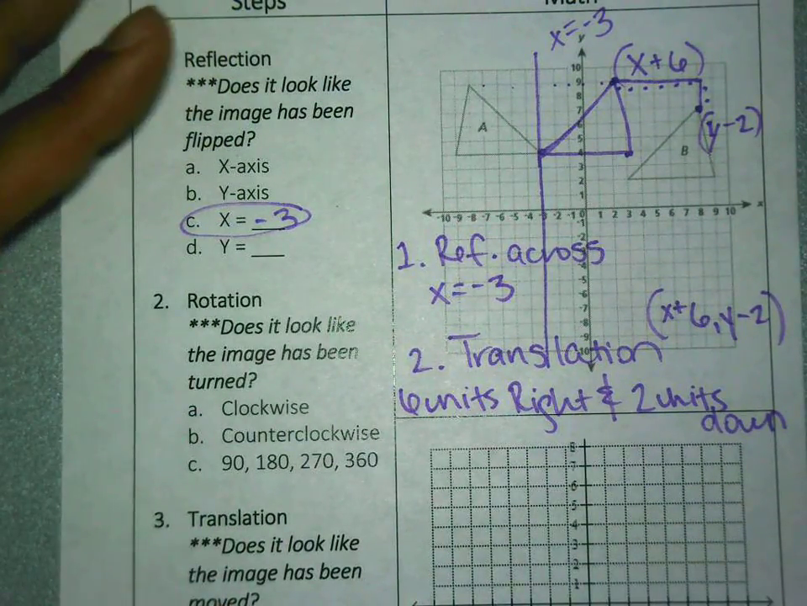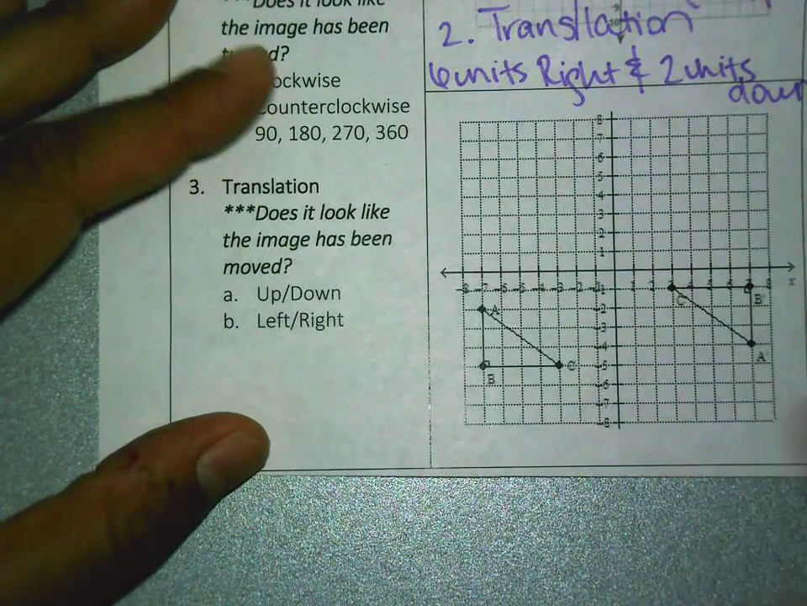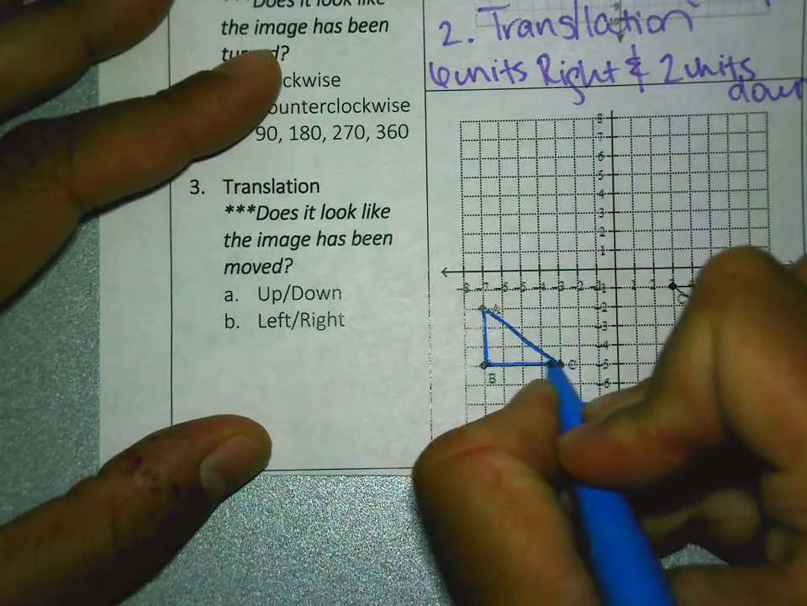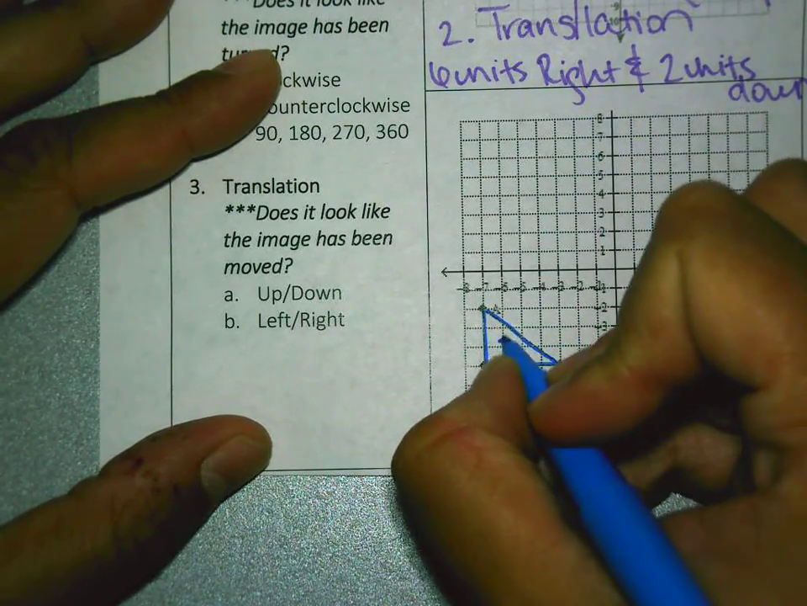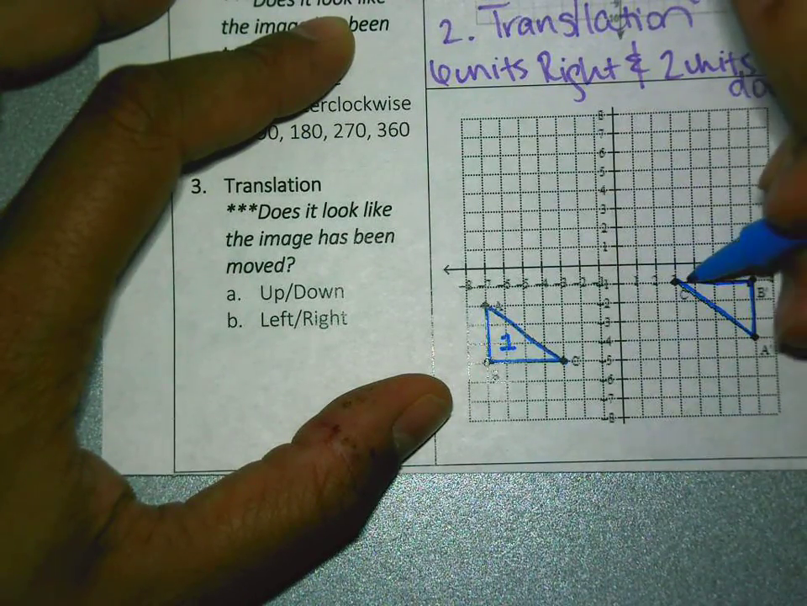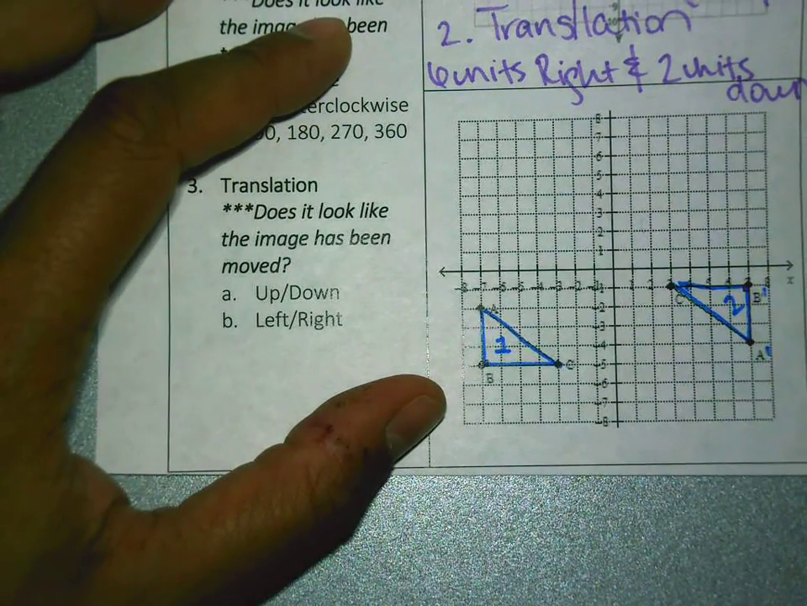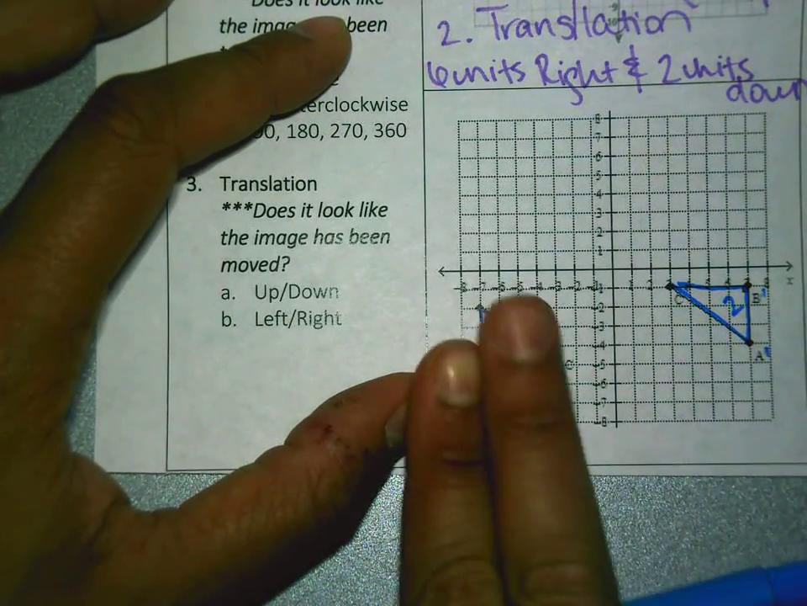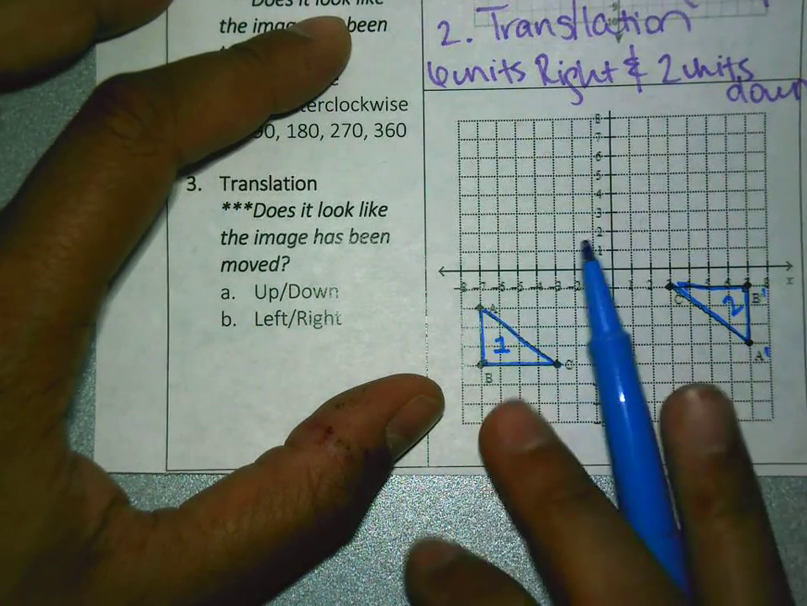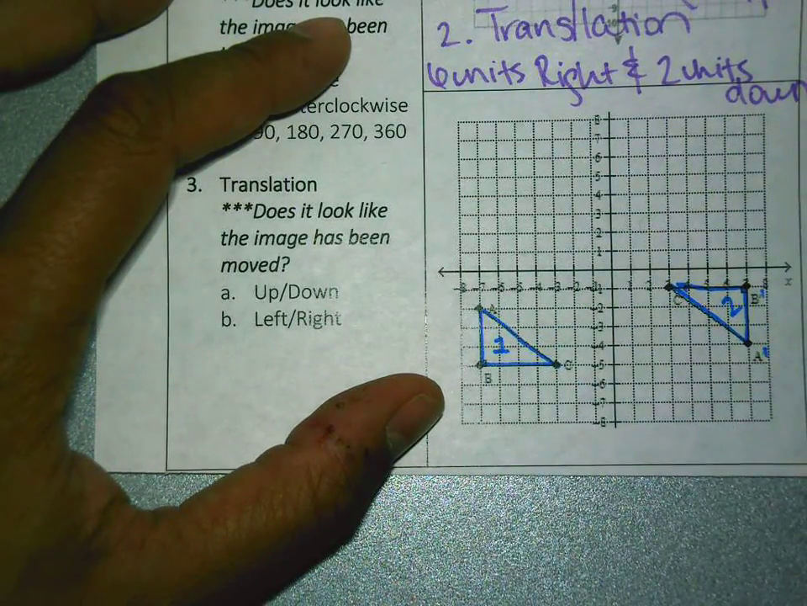Now the next one we're going to do is this guy. I'm going to outline it so it's a little bit darker. This is my pre-image because there is no apostrophe, therefore this is my image because there is apostrophes. Okay, so this one, definitely not seeing a reflection. It's not looking like it reflected over the y-axis. It definitely looks like it's been turned though, which makes me think of a rotation.